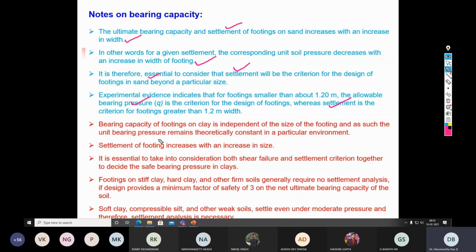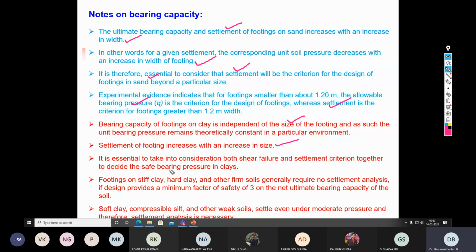Similarly, in case of the clay, bearing capacity of footings on clay is independent of the size. As such, the unit bearing pressure remains theoretically constant in a particular environment. Settlement of footing increases with an increase in size of the footing. The same is the case in sand also.